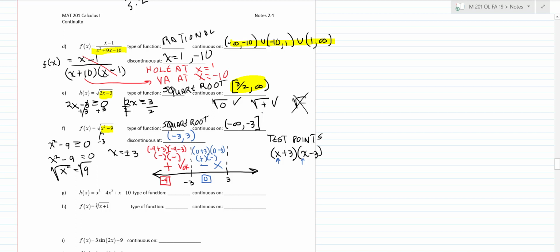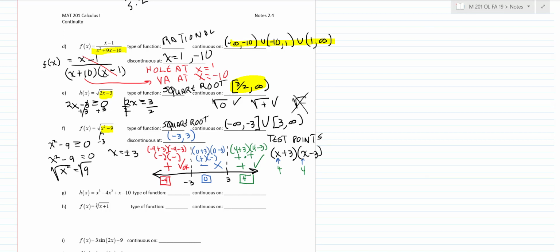Okay, now moving on from here. The next thing I want to look at here is what's happening past 3. So we're going to do a test point. Let's use something like, say, 4. And again, just plug in the 4. So you would have 4 plus 3 times 4 minus 3. That's positive times positive, which is positive. It's okay to do a square root of a positive number. So that would tell us that we're also continuous from 3 and beyond.